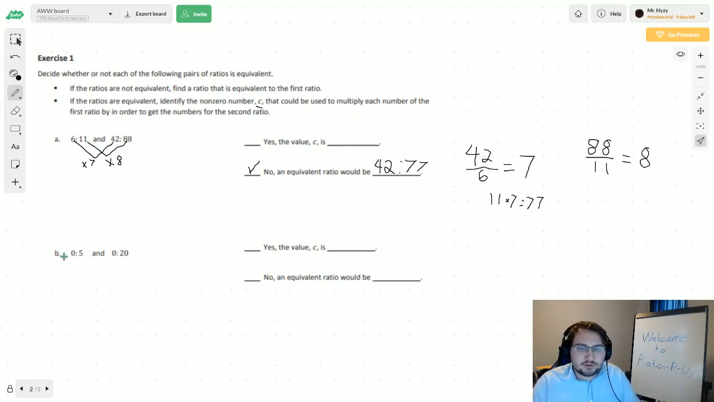Question number 2. Well, it's not number 2, it's letter B. 0, 5 and 0, 20. This one causes us to think a little bit. What do I multiply 0 by to get 0?